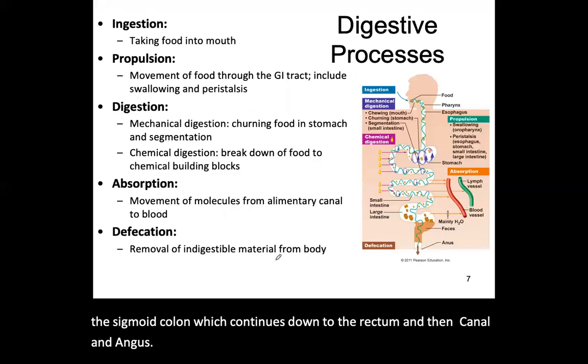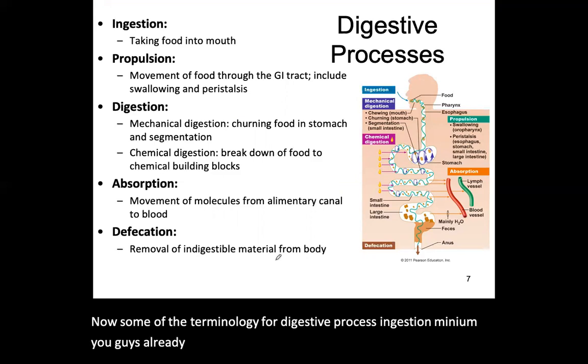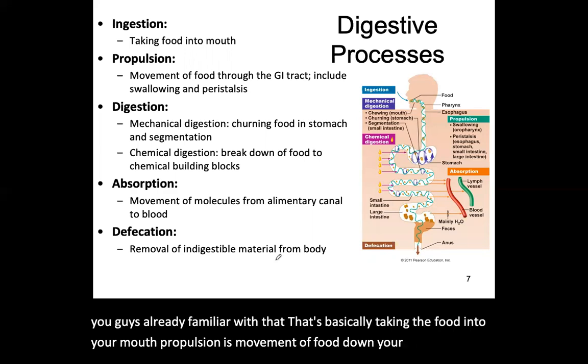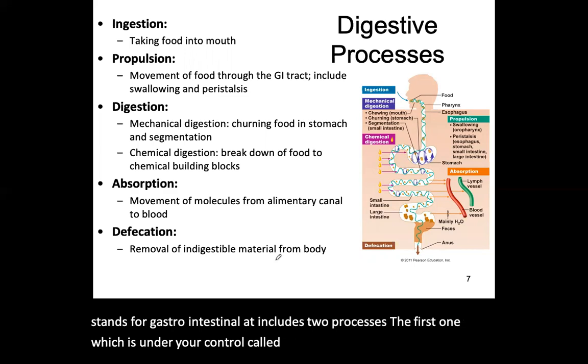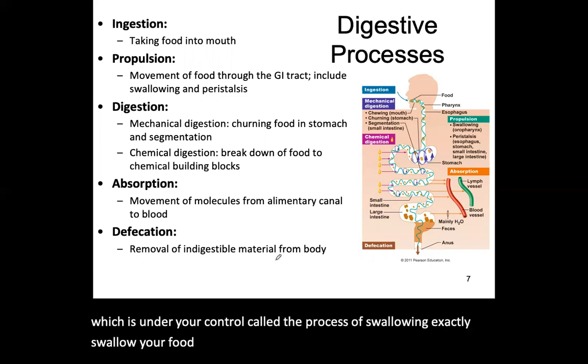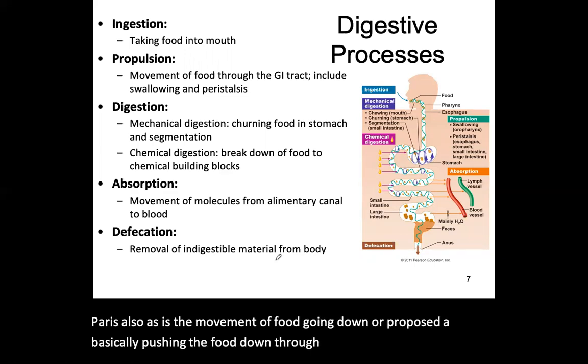Now, some of the terminology for the digestive process. Ingestion, many of you are already familiar with that. That's basically taking the food into your mouth. Propulsion is movement of food down your GI tract. Again, GI stands for gastrointestinal, and propulsion includes two processes. The first one, which is under your control, is the process of swallowing. And then what we identify as peristalsis. Peristalsis is the movement of food going down, or basically pushing the food down through your digestive system.